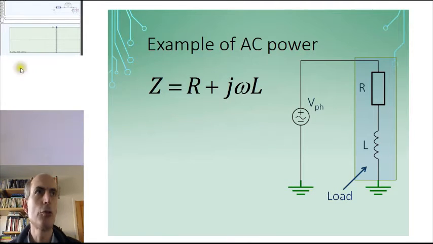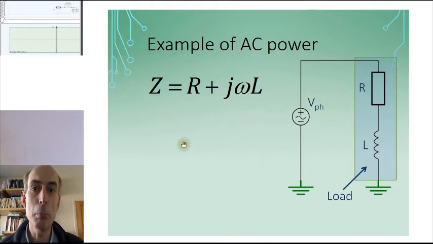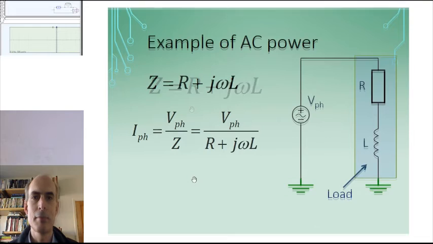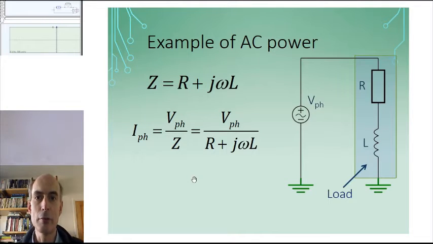We have a voltage source here, whose voltage is represented by the voltage phasor V_ph, and that is driving a load which consists of a resistor in series with an inductor. That gives us a complex impedance of R plus j omega L. I can work out the current flowing through this network just by dividing the voltage phasor by the complex impedance Z. That gives me the phasor representation of the current.